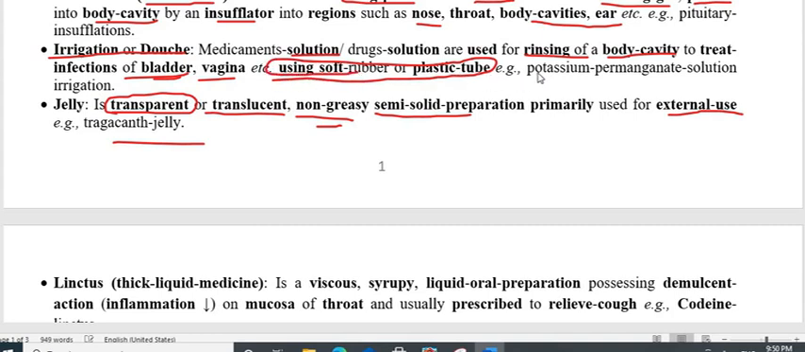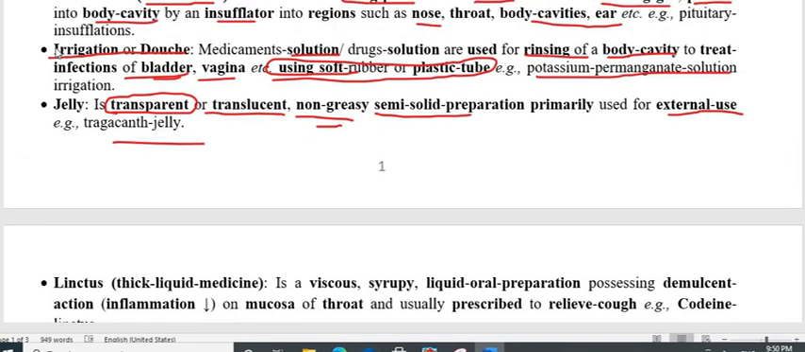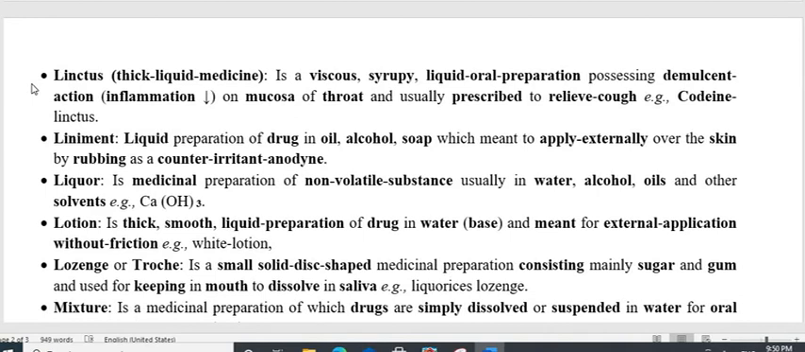The example is potassium permanganate solution, and the strength may vary depending on the situation of the infection. Now that we already discussed the jelly, the jelly is transparent, and we are not going to discuss it. Now we have to go through more terminology of the dosage form: linctus.